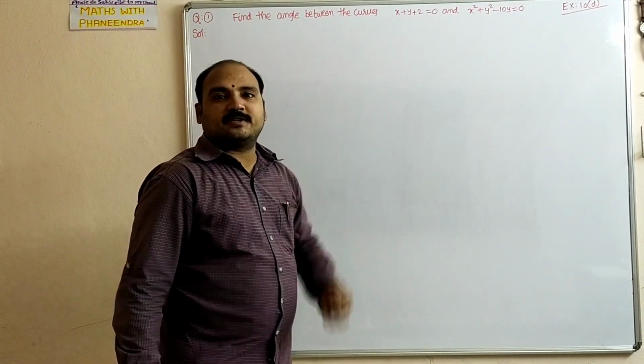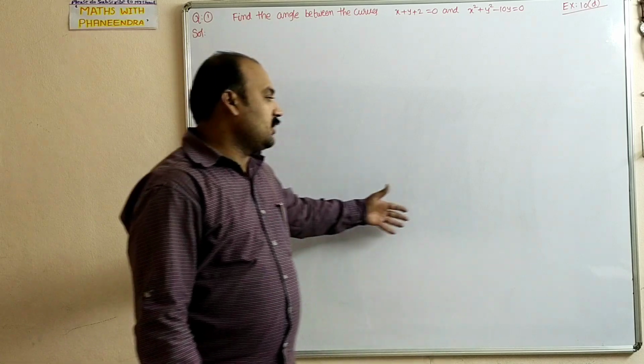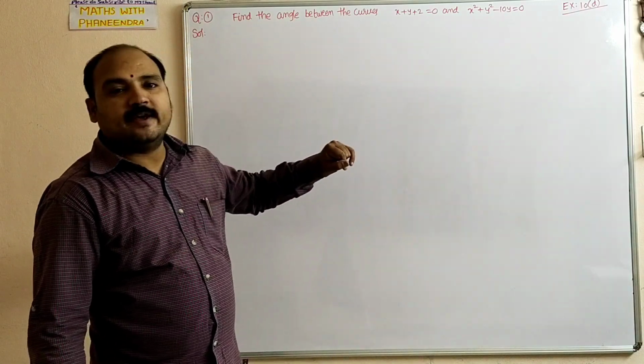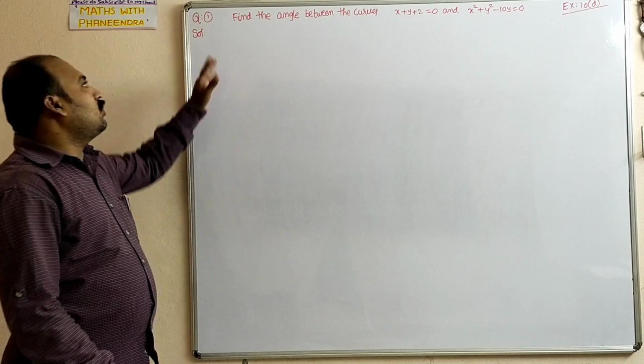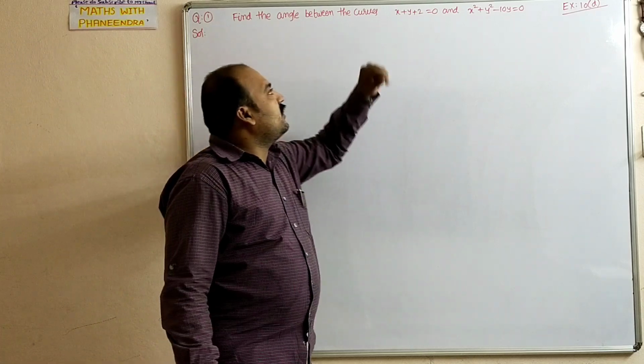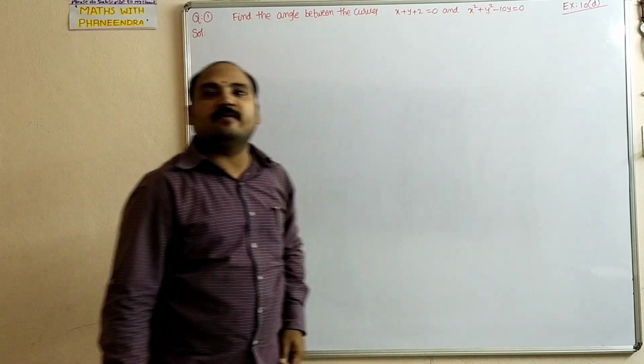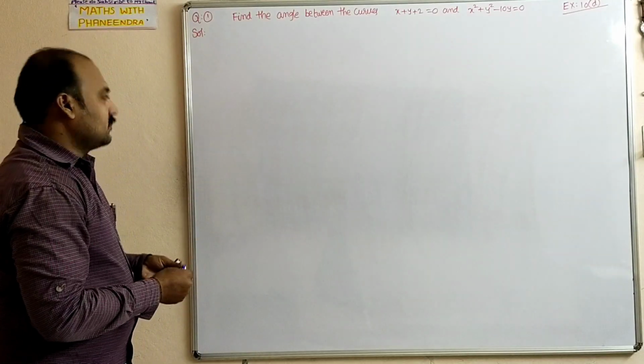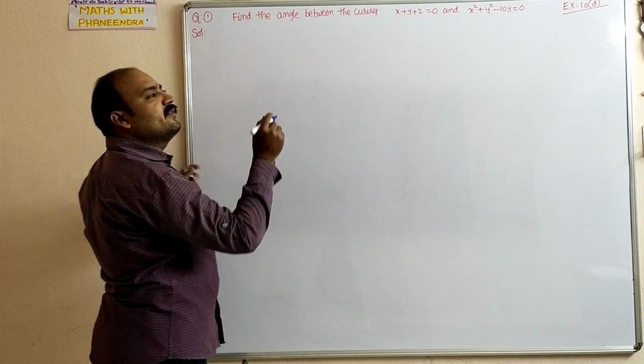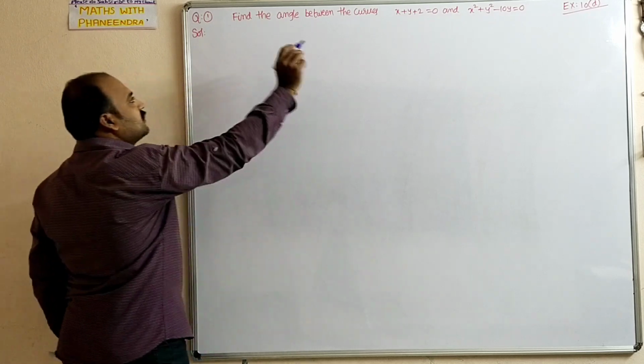The first question, exercise 10D. Even in the touch each other question also belongs to 10D exercise, question number 8 it is. Now question number 1. Find the angle between the curves x plus y plus 2 equal to 0 and x square plus y square minus 10y equal to 0. So first of all, we have to write the given curves and find point of intersection.